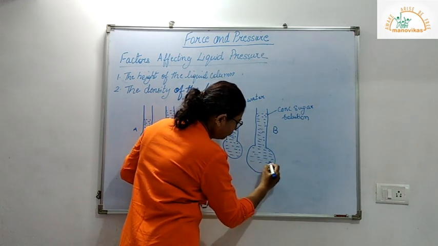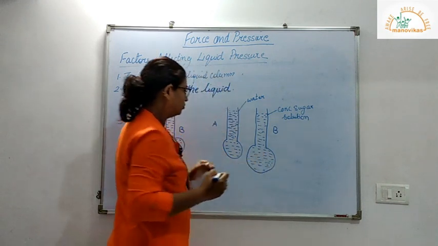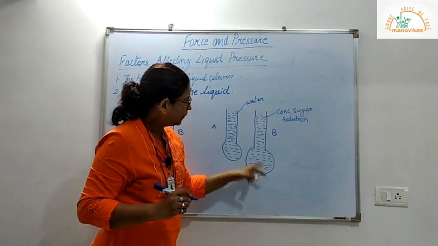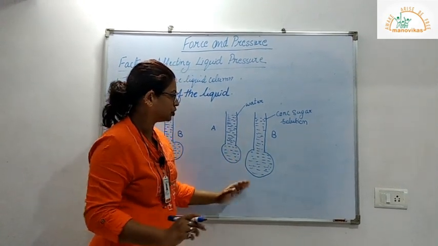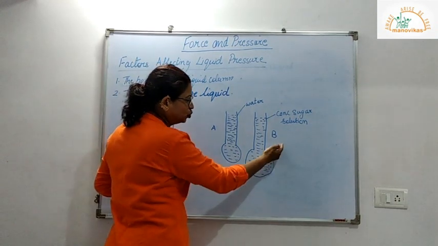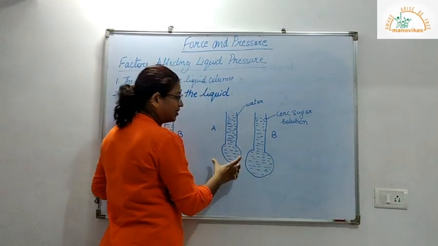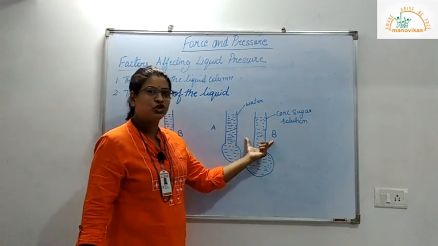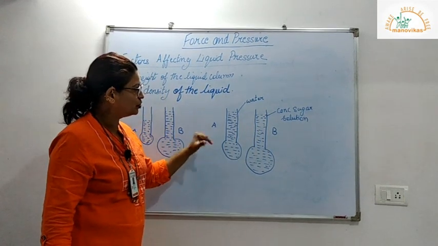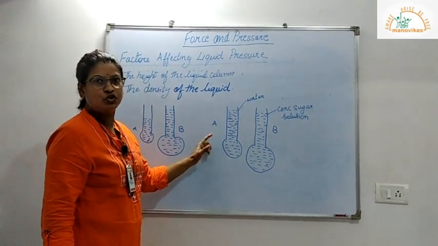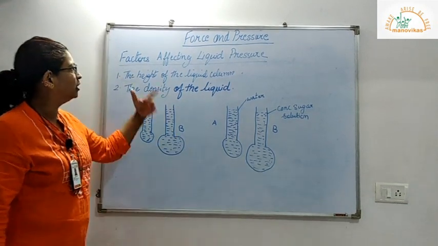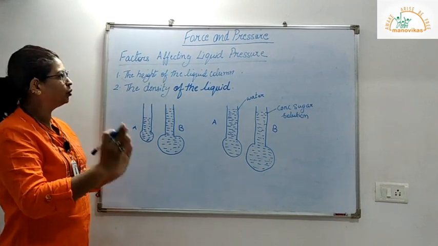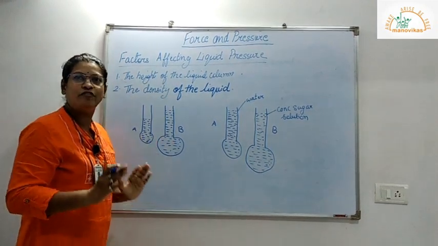As you observe the tube with the balloon with water and the tube with the balloon with concentrated sugar solution, you see that the balloon in tube B has bulged more than that in A. This is because the density of the solution in tube B is more than the density of the liquid in tube A. So this explains that the factors affecting the liquid pressure are the height of the liquid column and the density of the liquid.